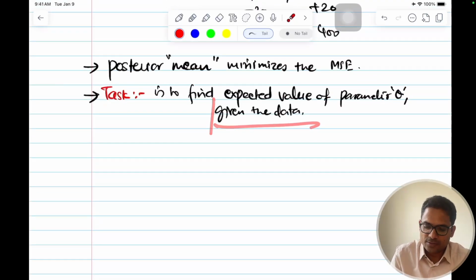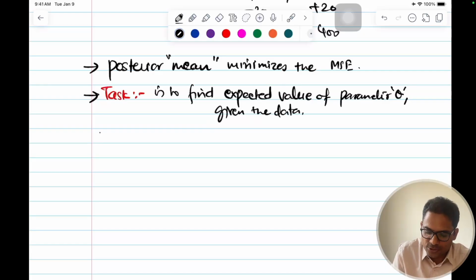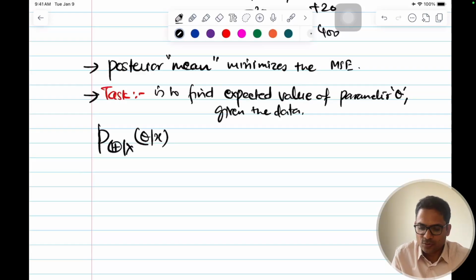What is that? That is our posterior, right? That is P of theta given x. This is what we want to find. So I have to find the mean of this. We are getting a distribution here, and we want to find the mean of that distribution.